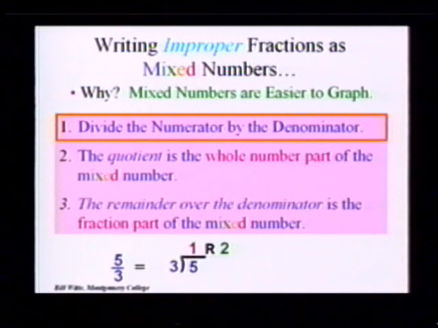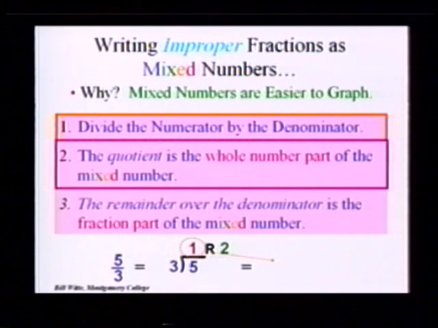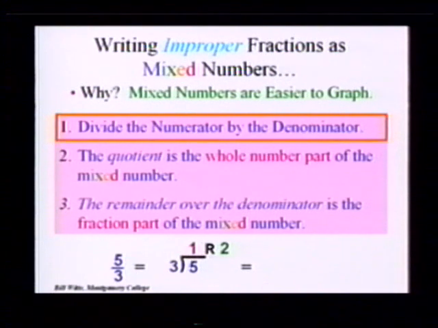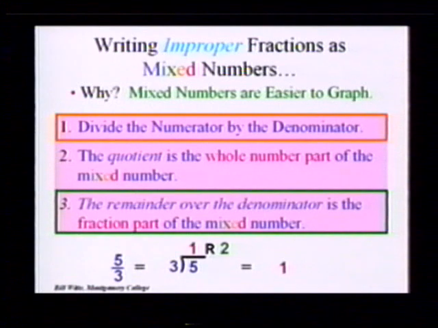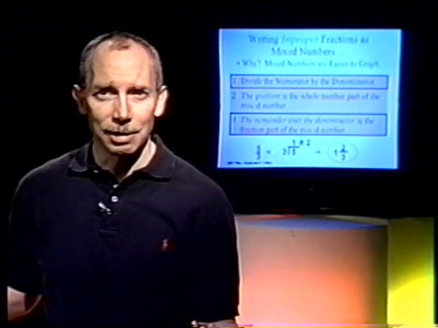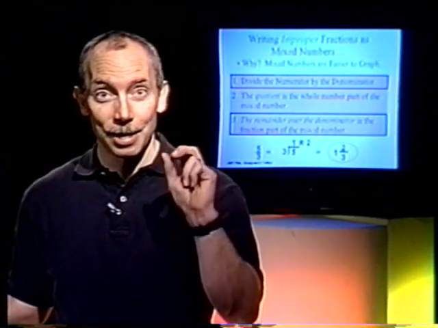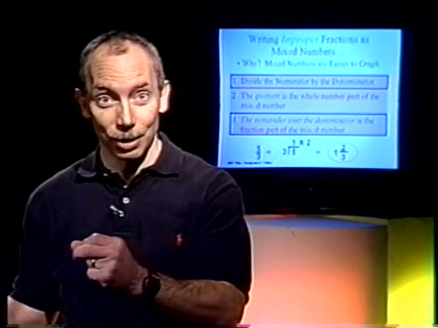Okay? Now we're going to take that quotient, that answer, that 1, and that's going to be the whole number part. And then we're going to take the remainder part, put it over the original denominator, and that's going to be the fractional part. Excellent. Not so bad, is it? That's how we're going from improper fraction to mixed number.